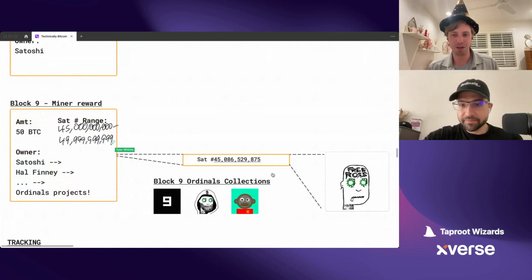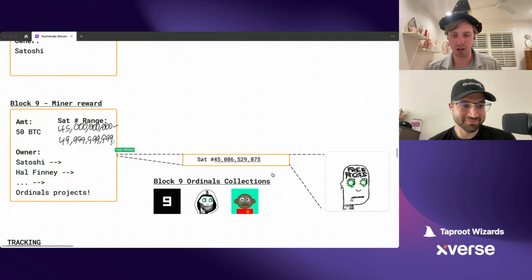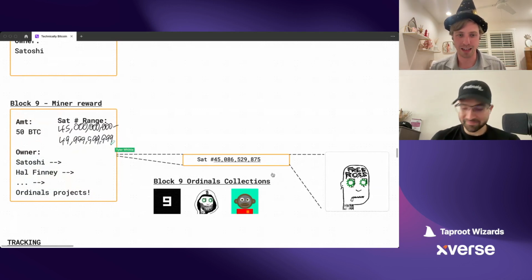When people are like, I'm really excited about these 450 sats because they're the oldest sats, well, they're the oldest sats in circulation. If you can find something that starts with 45 billion, you have found the oldest sat in circulation. So that's what makes these sats cool.